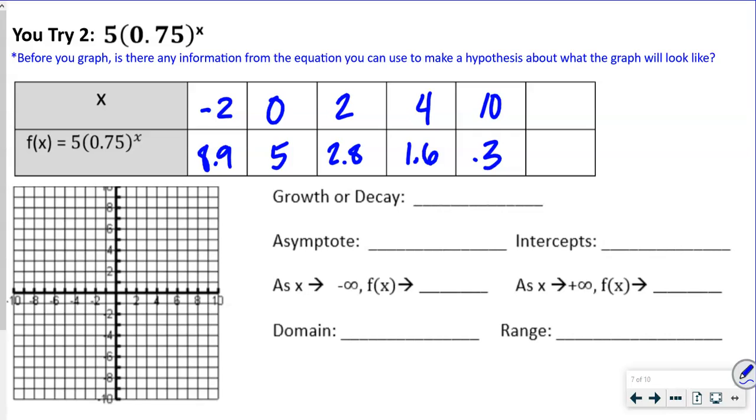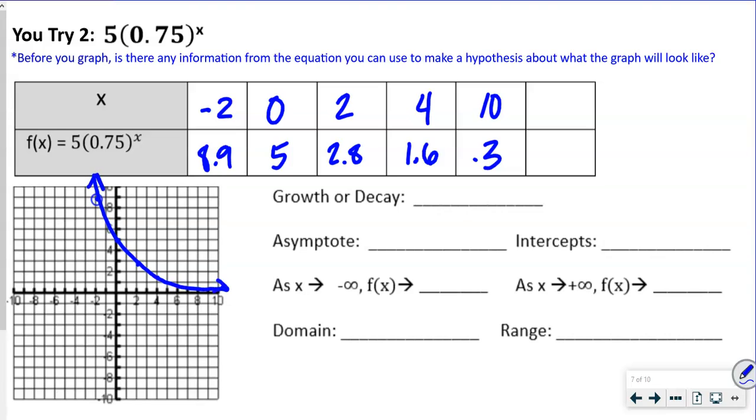So at -2, we're at 8.9. So that's pretty close to 9. At 0, we were at 5. At 2, 2.8. At 4, we were at 1.6, and then at 10, we were at 0.3, okay? So here we go again. This is our graph.